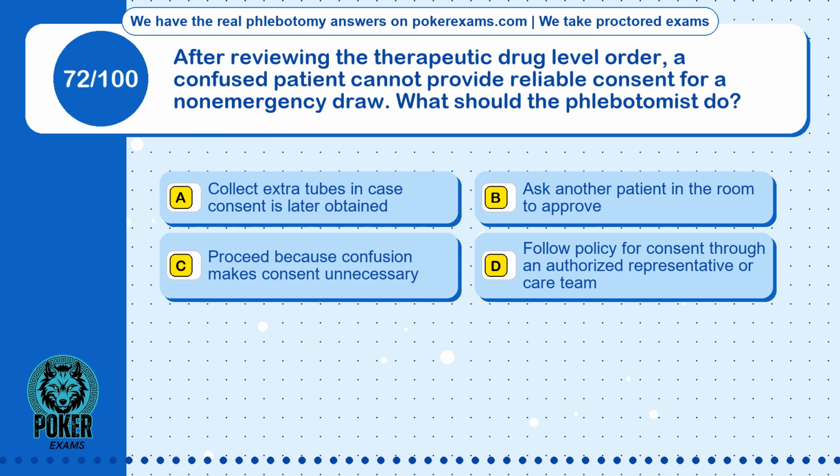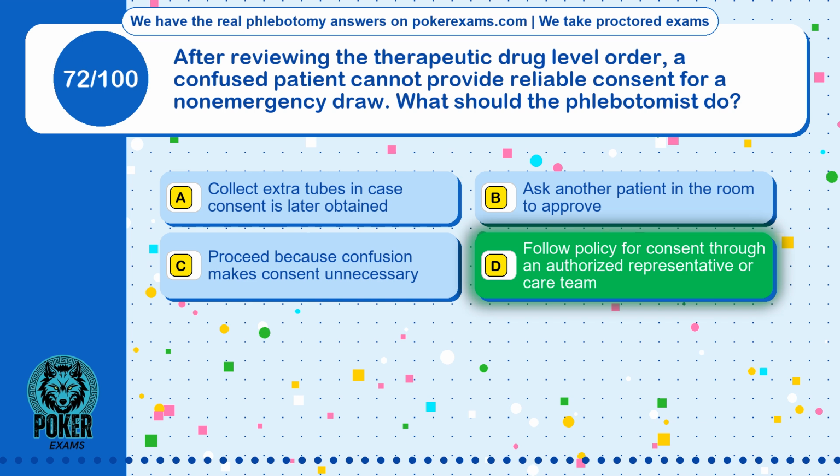Question 72. After reviewing the therapeutic drug level order, a confused patient cannot provide reliable consent for a non-emergency draw. What should the phlebotomist do? Option A, collect extra tubes in case consent is later obtained. Option B, ask another patient in the room to approve. Option C, proceed because confusion makes consent unnecessary. Option D, follow policy for consent through an authorized representative or care team.